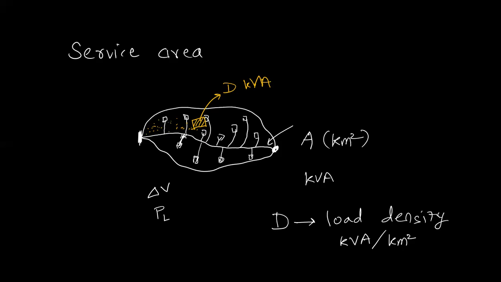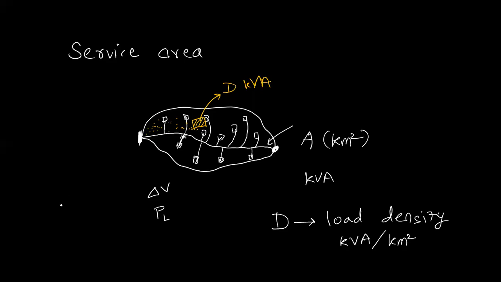So typical load density is known prior to taking up the planning study. So we assume that the load density in a particular given area is known, as well as the area in kilometer square, that is also known beforehand. So D and A is known. So how much total load is present in the given area?